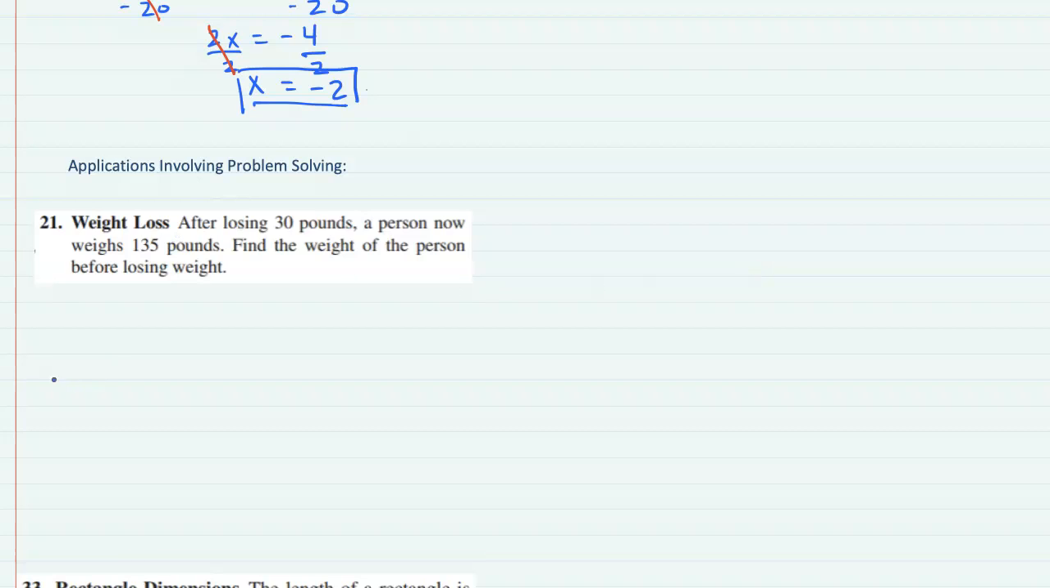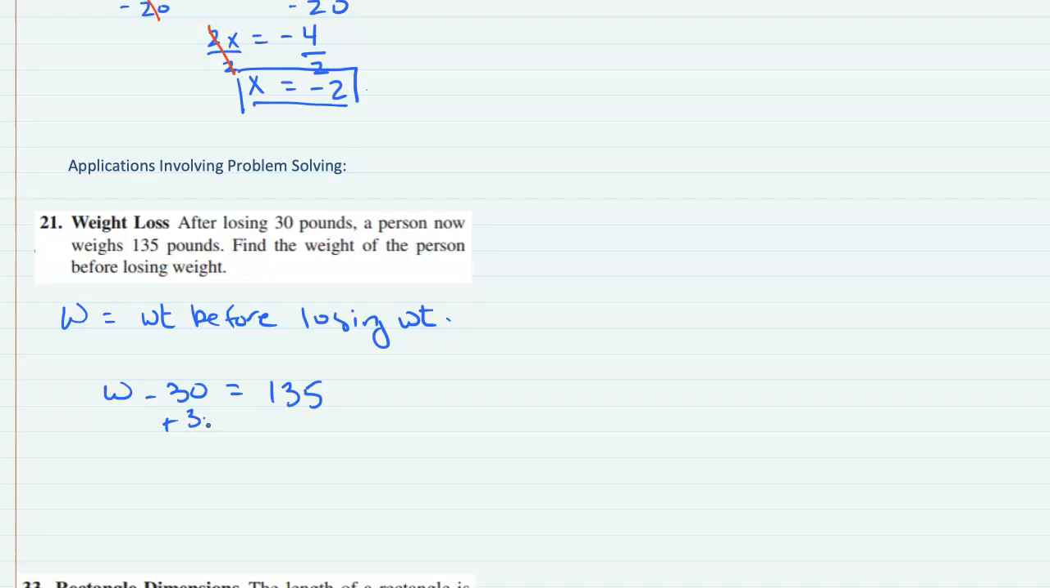So the first thing we need to do is say what variable we have. I'm going to use a W. W is going to equal the weight before losing weight, because that's what it says it's supposed to be. After losing 30 pounds, W minus 30 equals, now weighs, that's going to be our equals, 135. To solve this, you're just going to add 30 to both sides, and we get W equals 165.